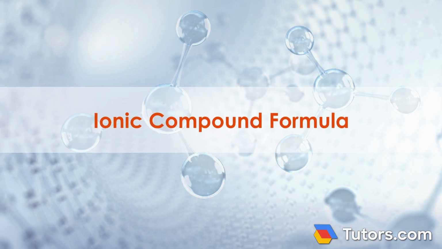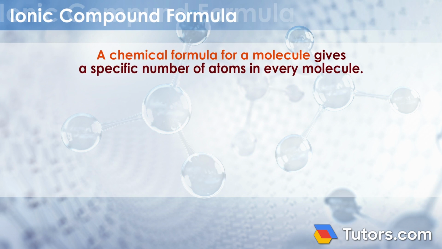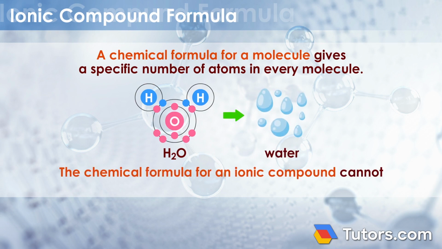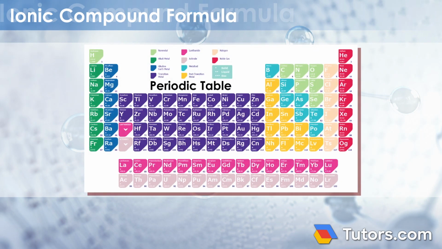Ionic compound formula. While a chemical formula for a molecule gives a specific number of atoms in every molecule, H2O tells us 2 hydrogen atoms and 1 oxygen atom make water, the chemical formula for an ionic compound cannot tell us how many ions are in each unit, only their ratio. The symbols used to create a chemical formula are found on the periodic table.